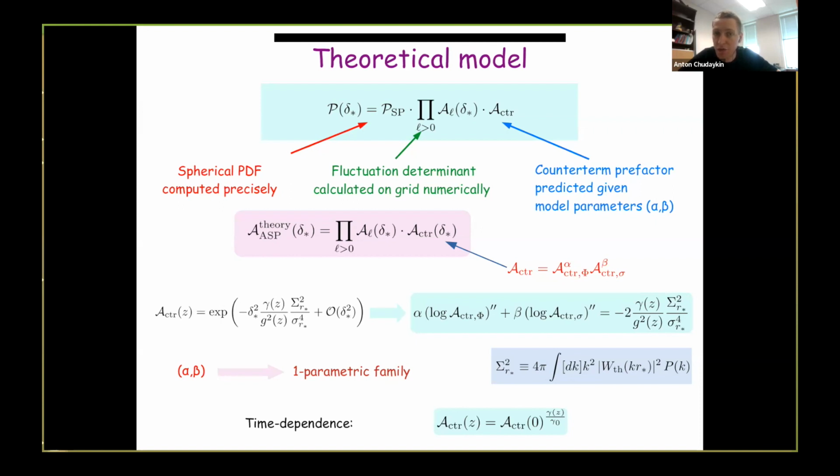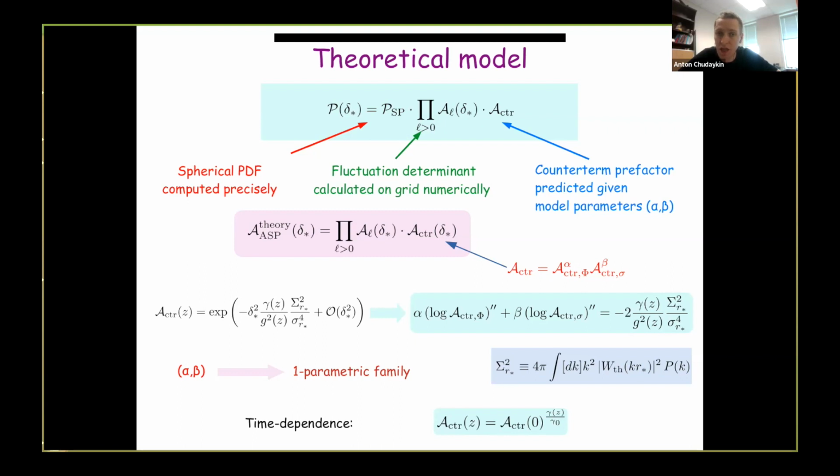We extract the sound speed from the power spectrum of the N-body simulation and found the relation between alpha and beta. It means that our quantum model effectively has only one free parameter. And it's very practical. It significantly simplifies the model and helps to avoid overfitting in the real data analysis.